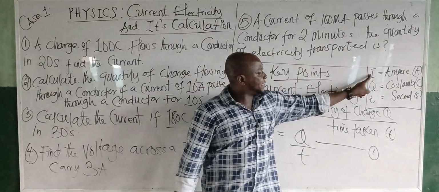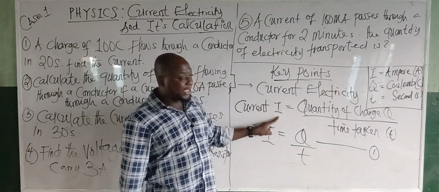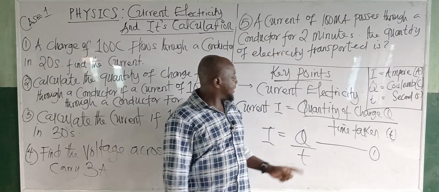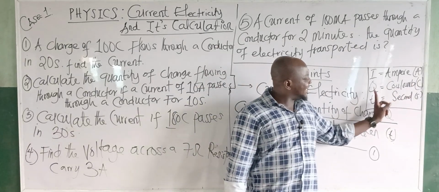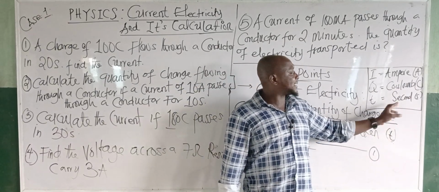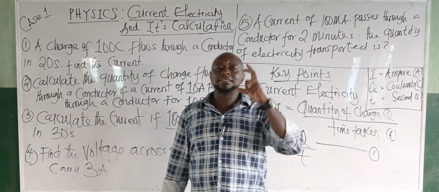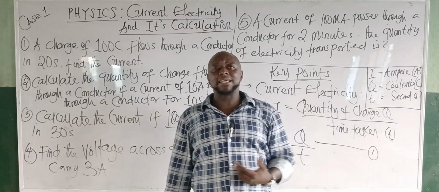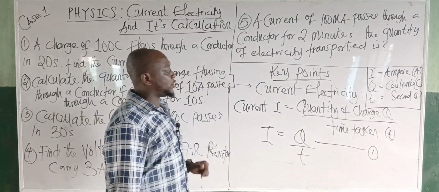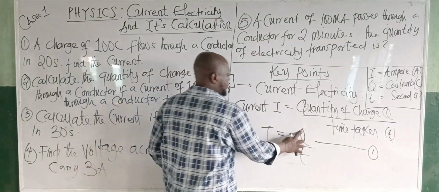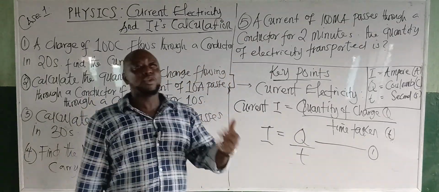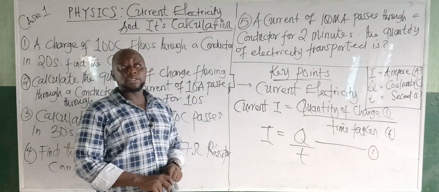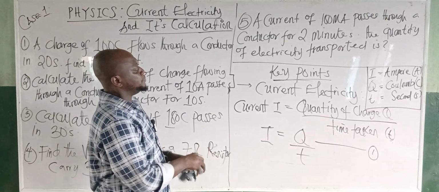Current is represented as I and is measured in ampere, with capital A. Quantity of charge, which is Q, has a unit of coulomb, with capital letter C. And T is for seconds, which is represented by small s. So this is the first thing we need to note, and this is the formula. Current electricity can be defined as the rate of flow of current through or in a metallic conductor. This is the first equation that we are going to be using to solve.